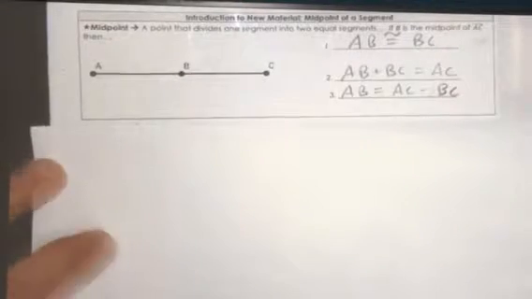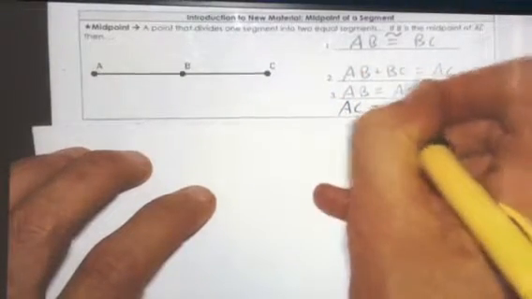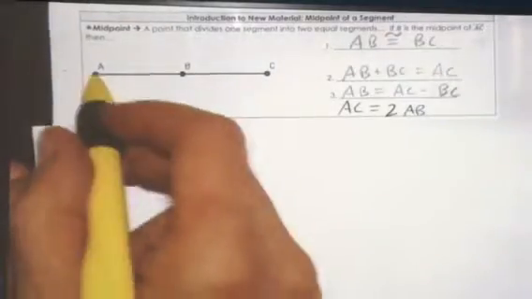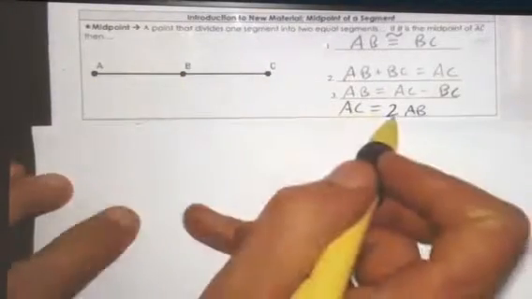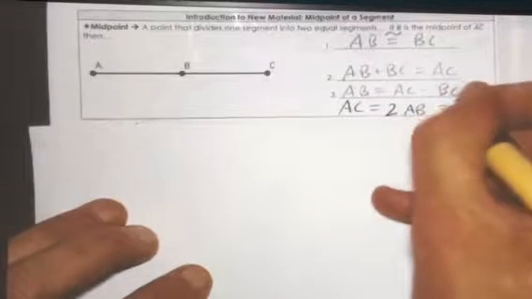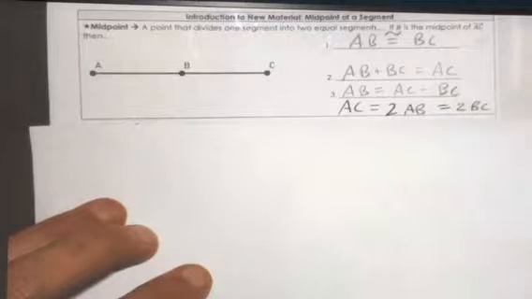And I think there's one other thing that's important that we need to have here, which is that the entire thing, AC, equals 2 times AB. Because these are equal, to get the entire thing, I could just take half of it and multiply by 2. Well, that tells us that this amount is also equal to 2 times BC.